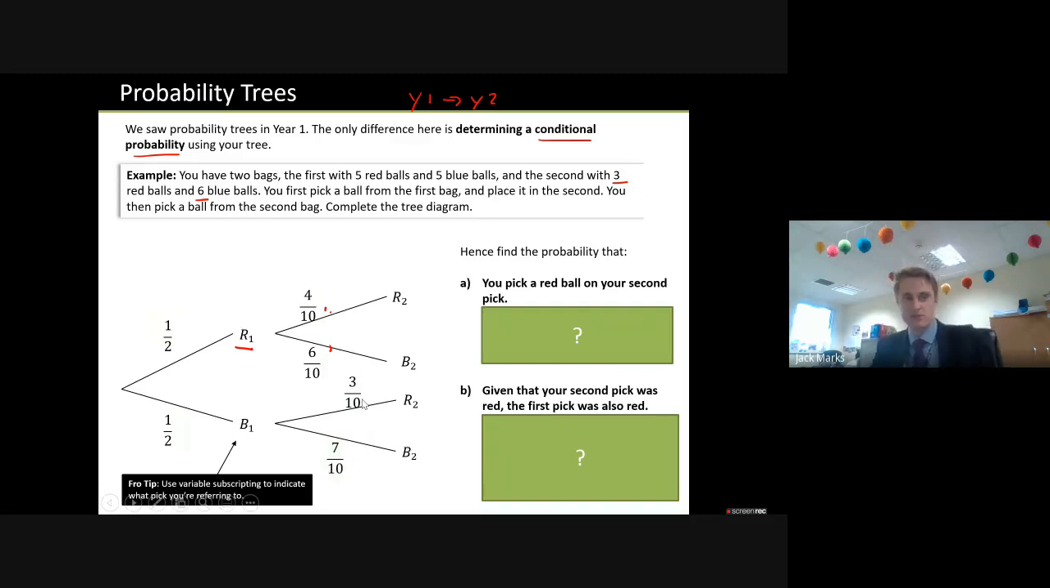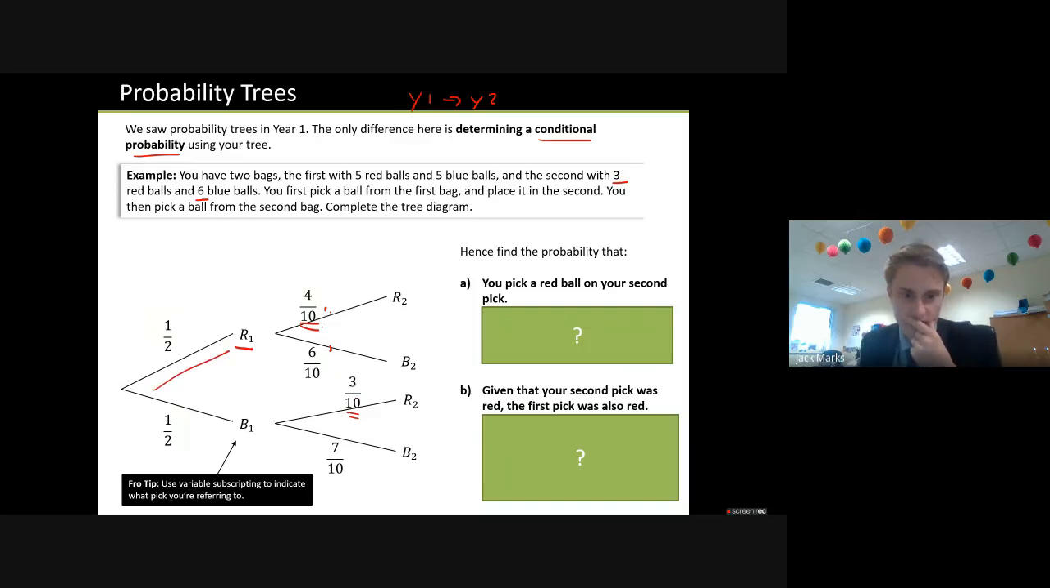What I'm trying to do is picture the situation, get into the context of the question. If there's one thing I think students don't do enough, it's read the question slowly enough and try and think about what's actually happening. Okay. Now we're in the position to do something, hopefully. So hence find the probability that you pick a red ball on your second pick. So we're talking about a red one. So it's 4/10 and 3/10.